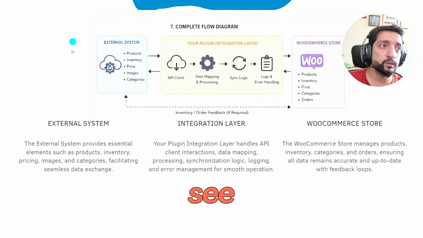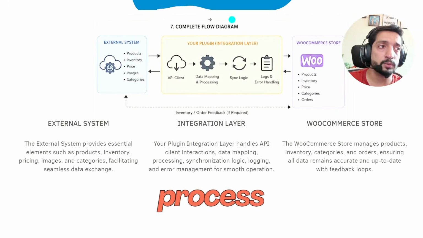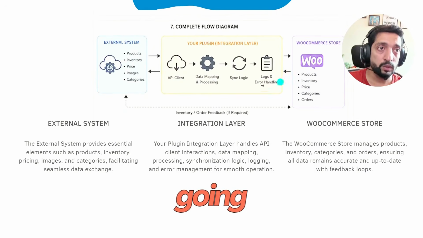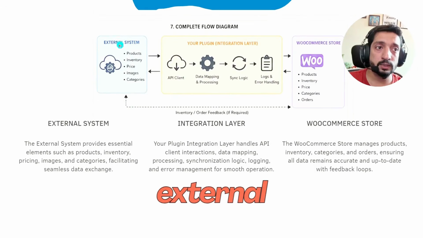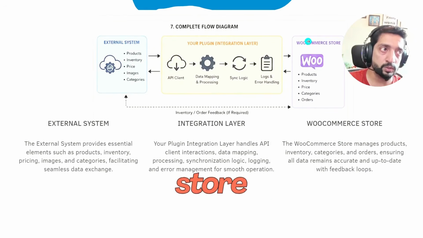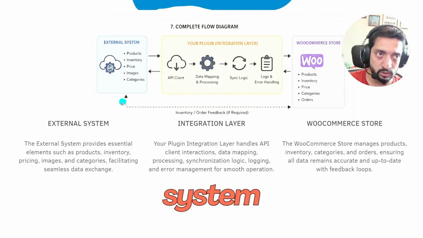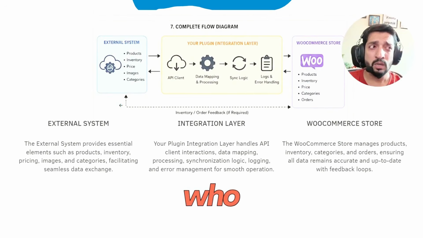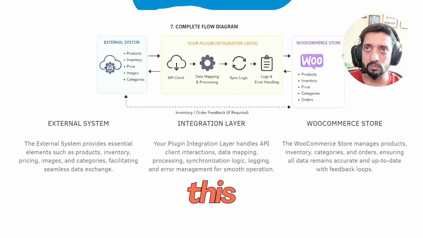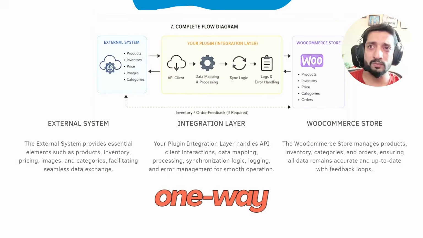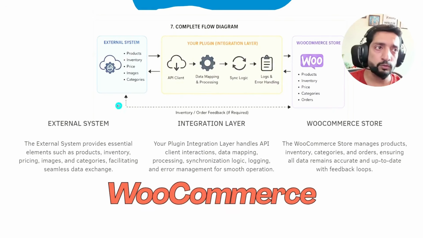So if we see this complete flow diagram, this is going to tell you how the sync process and everything is going on. Technically we are connecting the external system to our WooCommerce store, and also the WooCommerce store to the external system. But just for the products, we do not send data to our external system. We do not sync the external system, because that is a two-way sync. Two-way sync might be required when we are working on the order management system. This is just for the product. So this is just a one-way sync from external to our WooCommerce store.